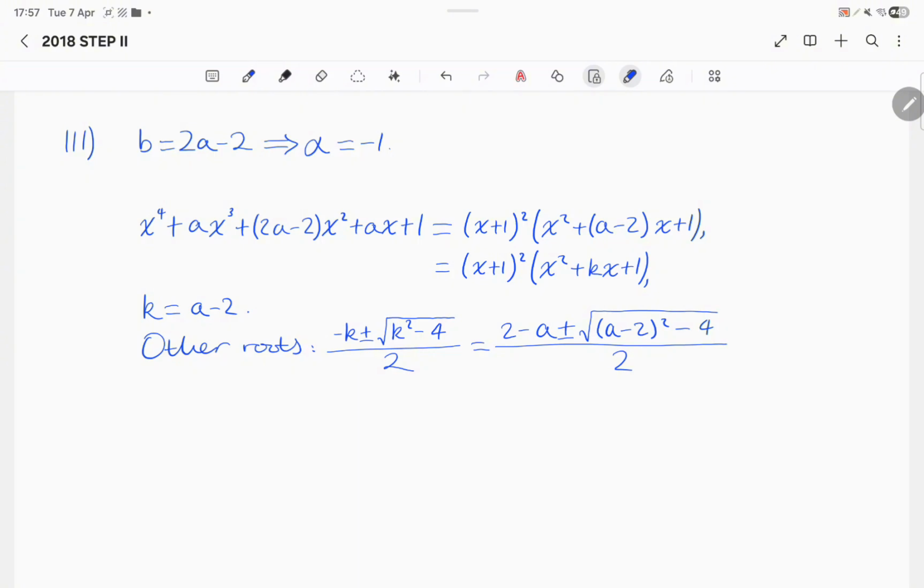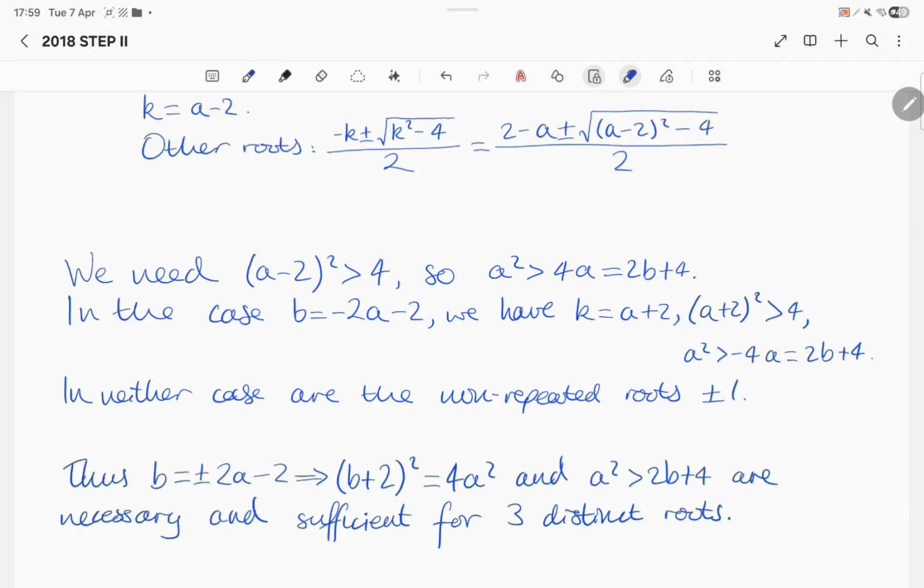Solving this, we have that the other two roots are (-k plus or minus the square root of k^2 - 4) all over 2, and we can replace k with a - 2 to get that the other two roots are (2 - a plus or minus the square root of (a - 2)^2 - 4) all over 2. Now we need to find necessary and sufficient conditions.